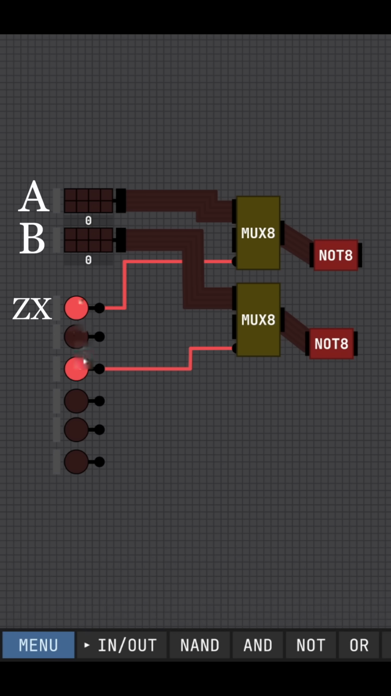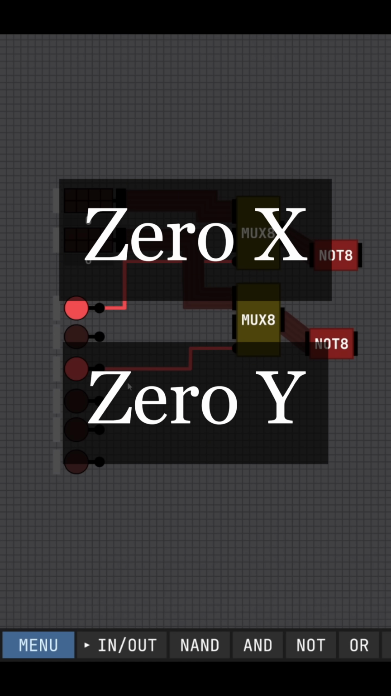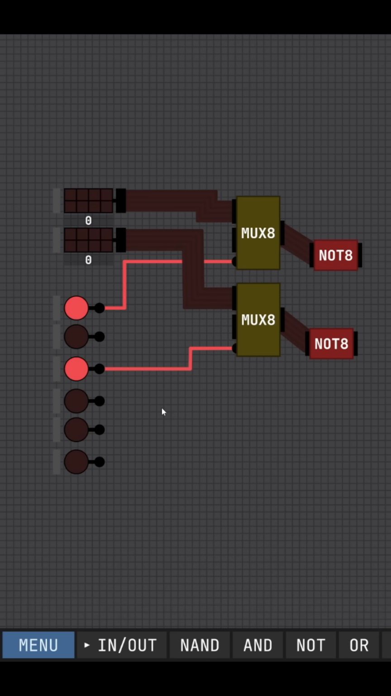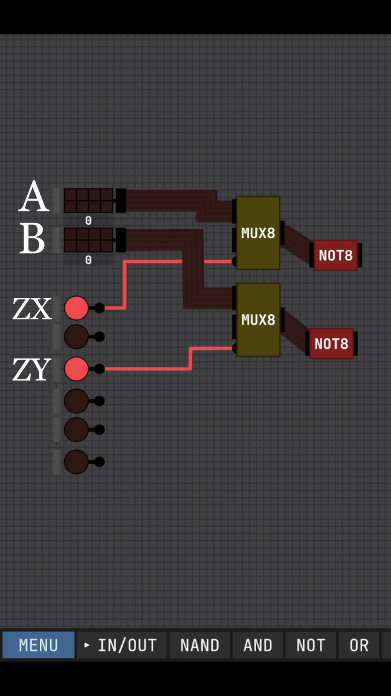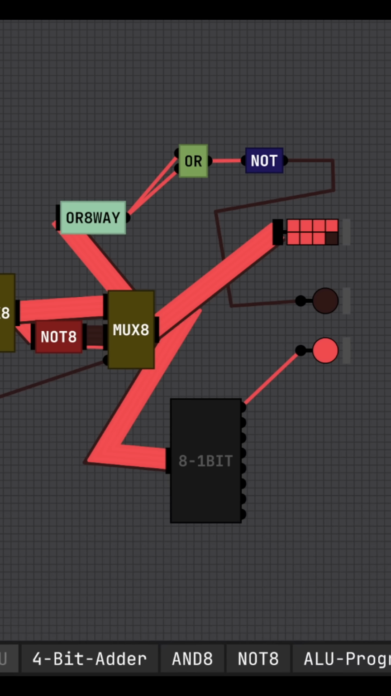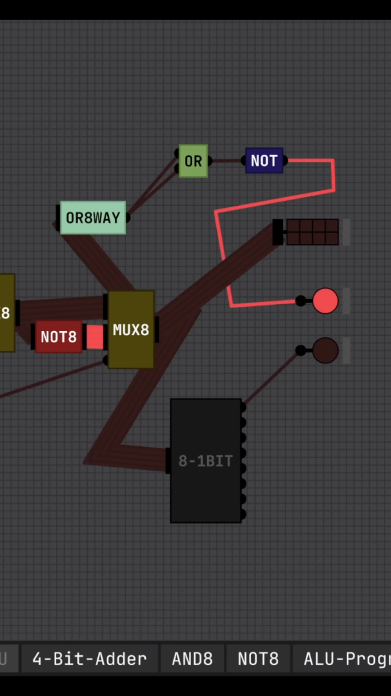These are called ZX and ZY. This stands for 0X and 0Y. The purpose of this is to make either input X 0 or input Y 0. We can obviously have both of these inputs as 0 if we'd like, but being able to make each input 0 is very helpful. This can help us do things to the other number, such as invert it, make it negative, add one, or subtract one. All of these functionalities have a very important purpose to the computer.